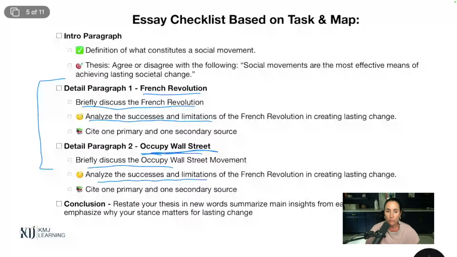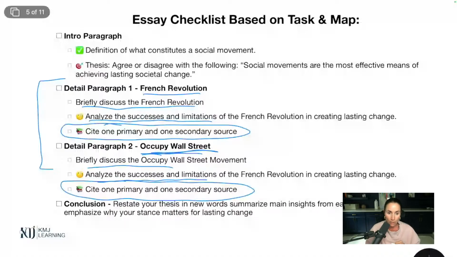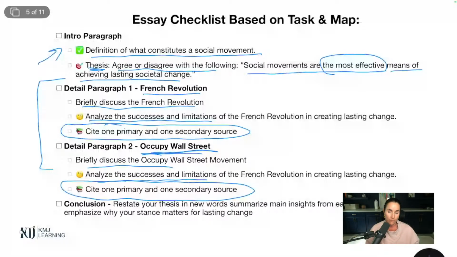And all the while we were doing that, we used one primary source and one secondary source for the French Revolution. And we did the same thing for our Occupy Wall Street. Now that we have built those paragraphs, writing the intro is easy. First, we already know that we want the definition of the social movement to be in there. And then we want our thesis to be whether we agree or disagree with the following: social movements are the most effective means of achieving lasting societal change.